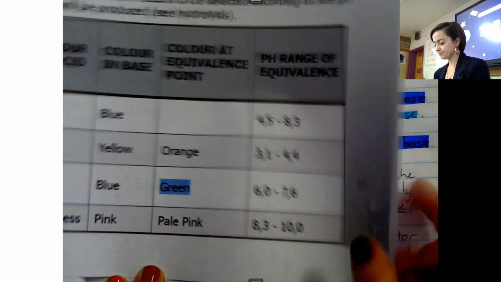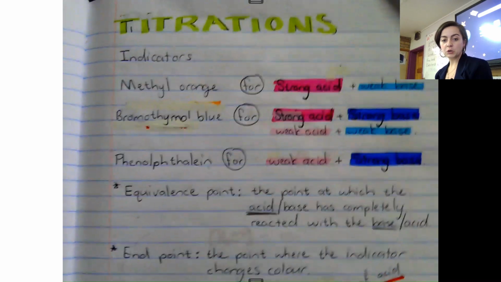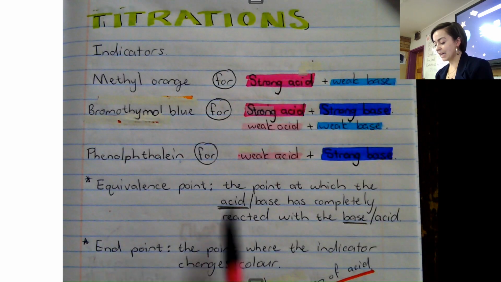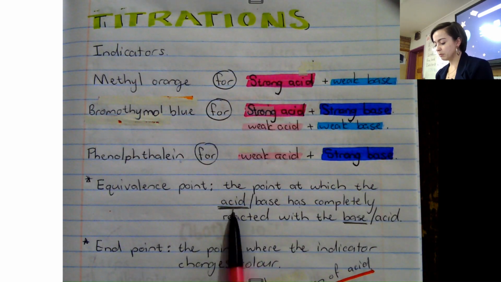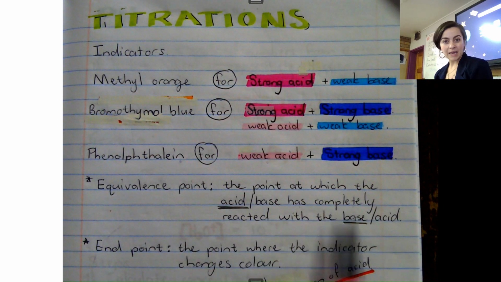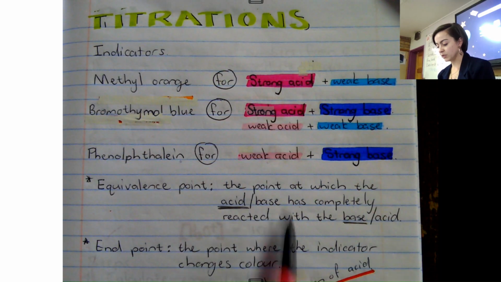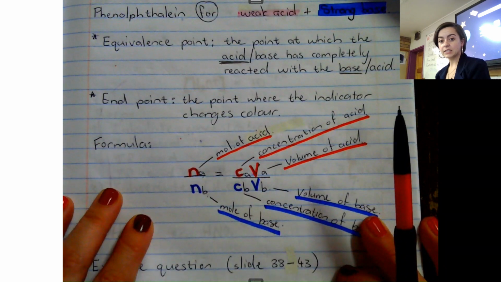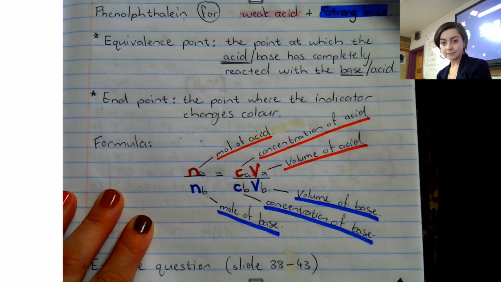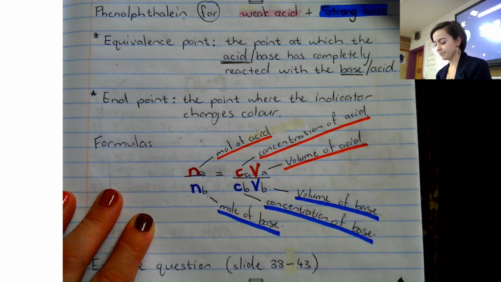All right. So again, what is equivalence point? It is the point at which the acid has completely reacted with the base. So perfectly reacted. And that is also obviously true vice versa, if it was a base with an acid. What is an endpoint? Endpoint is the point where the indicator changes color, right?